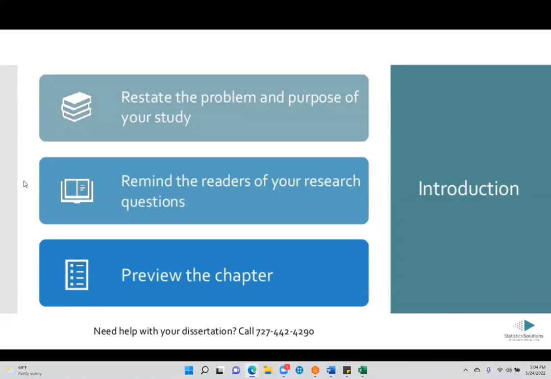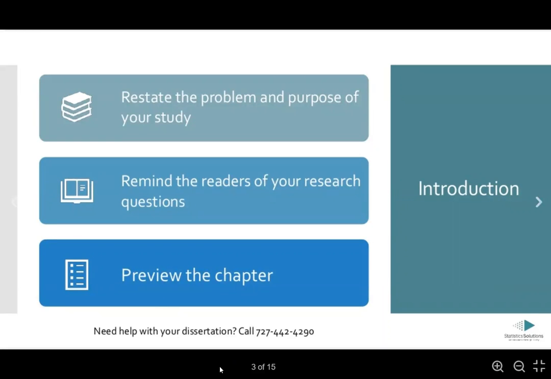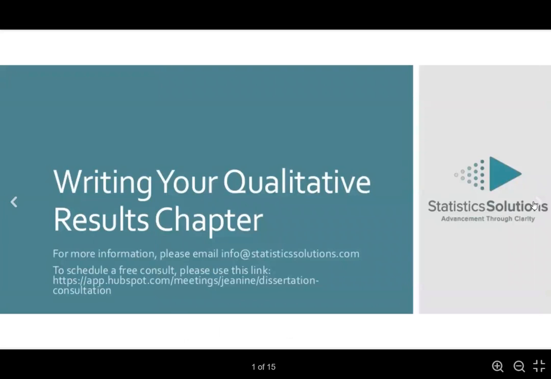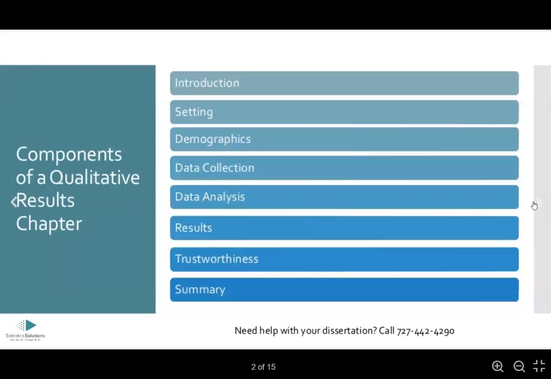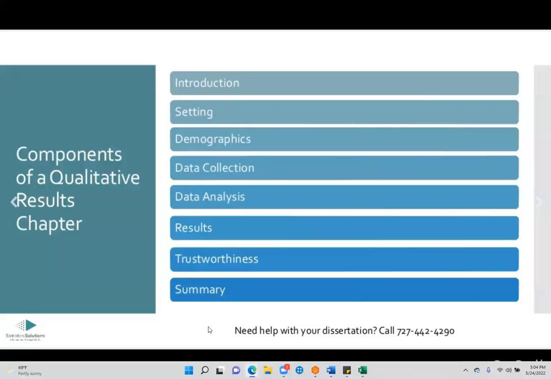Today we're going to be presenting on the qualitative results chapter. Let me go back a few here. So here is a general list of the components that will go in the results chapter. You will typically include the introduction, the setting, demographics, data collection, data analysis, results, trustworthiness, and summary.